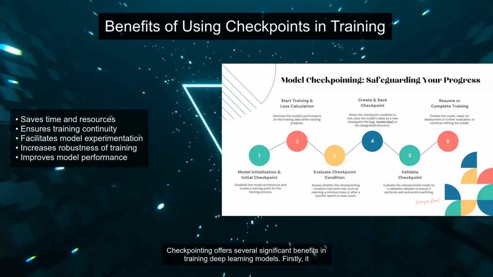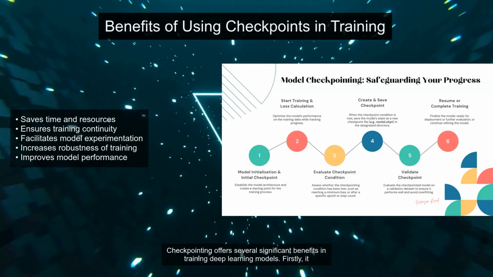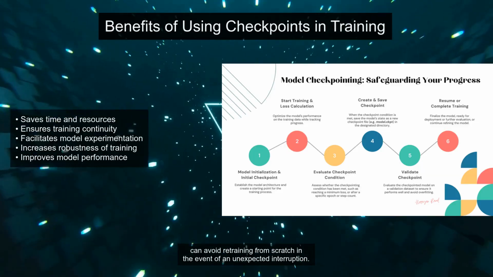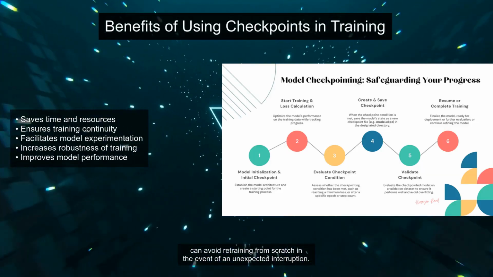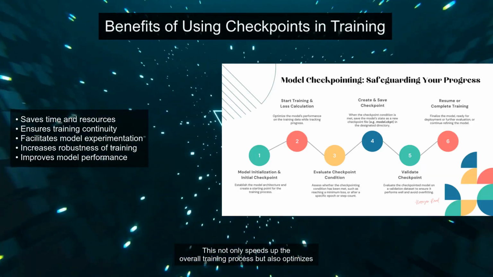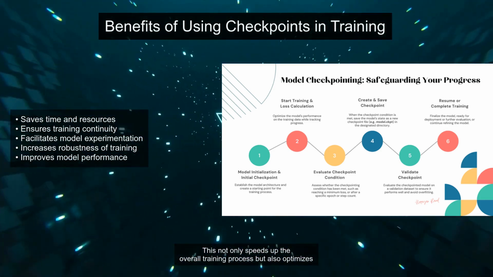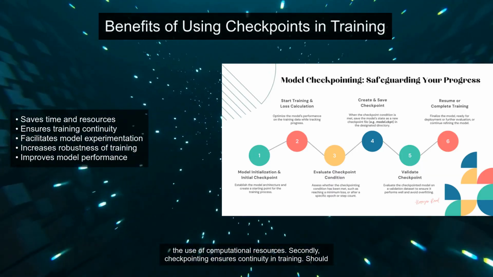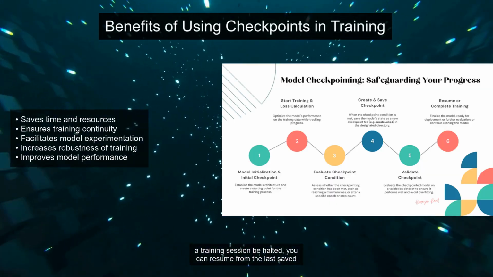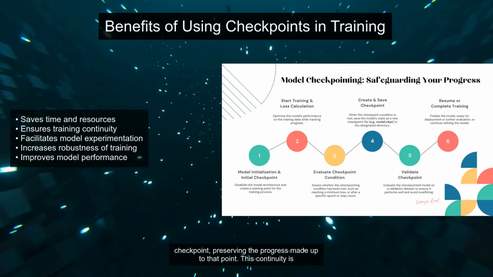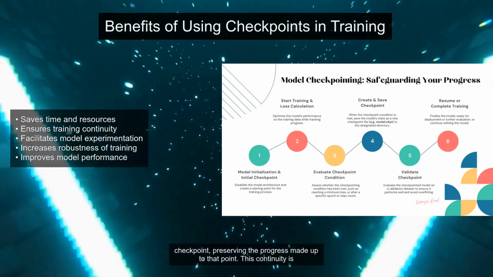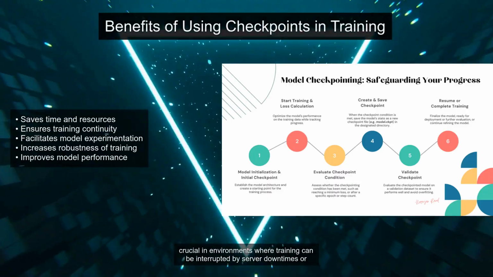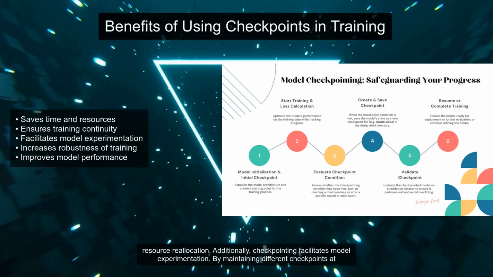Checkpointing offers several significant benefits in training deep learning models. Firstly, it saves time and computational resources. By periodically saving the model state, you can avoid retraining from scratch in the event of an unexpected interruption. This not only speeds up the overall training process but also optimizes the use of computational resources. Secondly, checkpointing ensures continuity in training. Should a training session be halted, you can resume from the last saved checkpoint, preserving the progress made up to that point. This continuity is crucial in environments where training can be interrupted by server downtimes or resource reallocation.